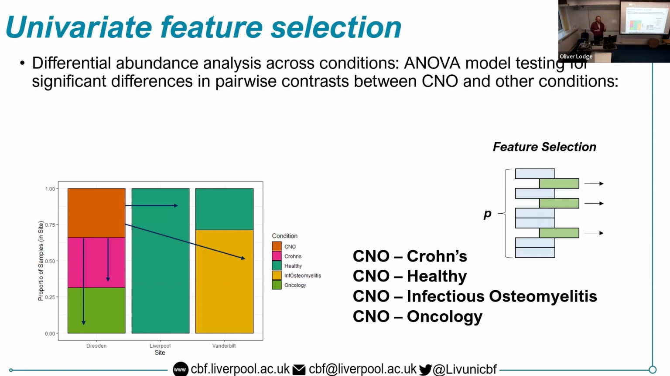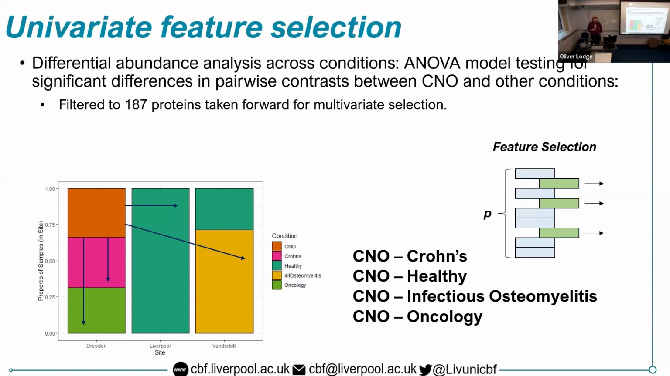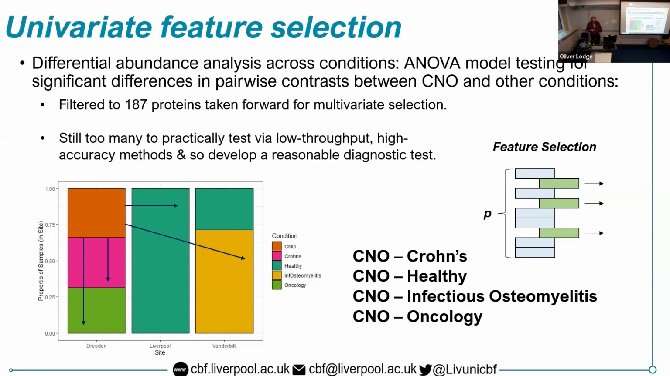So that basically filters our proteins to those that vary with at least one comparison between these conditions. And yeah, this is filtered down to about 187 proteins to take forward for multivariate selection. This is still too many to practically test via low throughput, high accuracy methods.